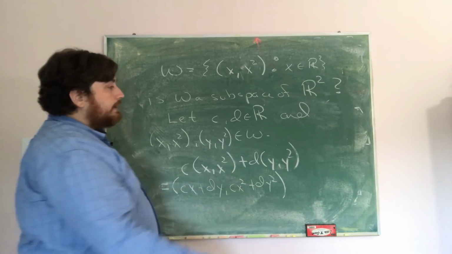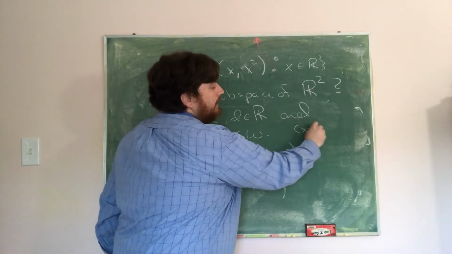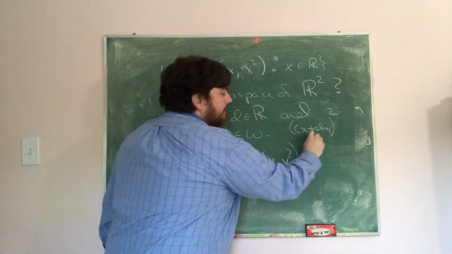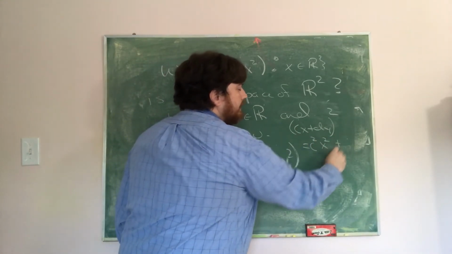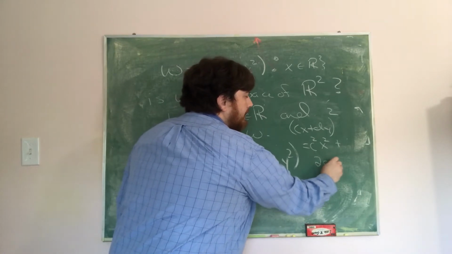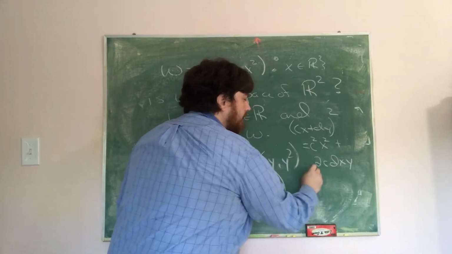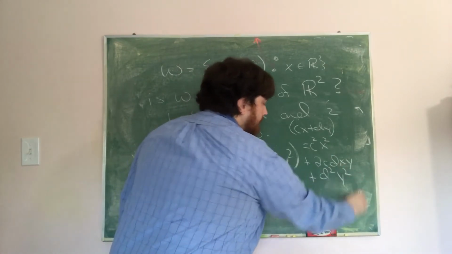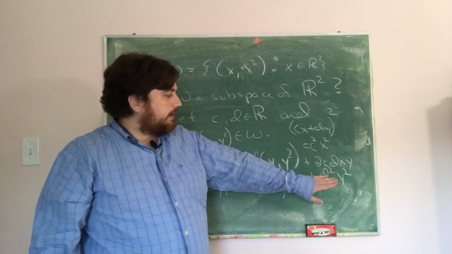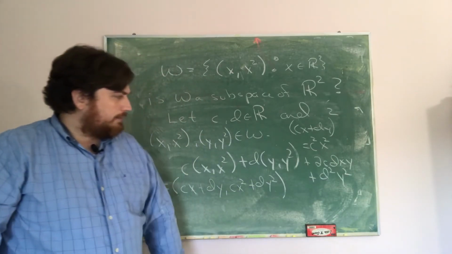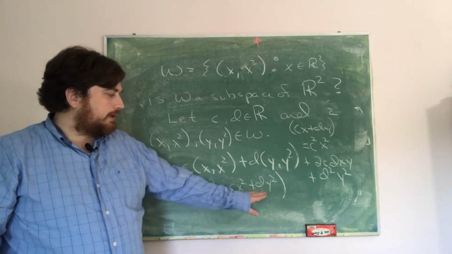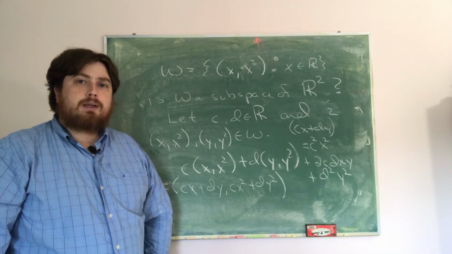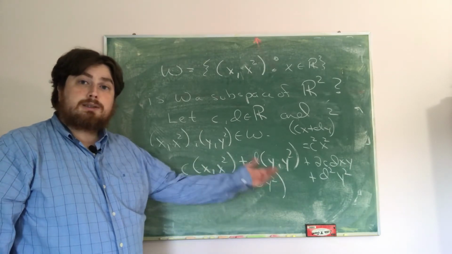And so what I can do is look at (cx plus dy) squared. If I FOIL that out, I get c squared x squared plus 2cdxy plus d squared y squared. Now if I look at this, c squared x squared plus 2cdxy plus d squared y squared, does that look like cx squared plus dy squared? Well, no, those look drastically different. So what I would think here is that this is not a subspace, because it's not going to give me something back in W.